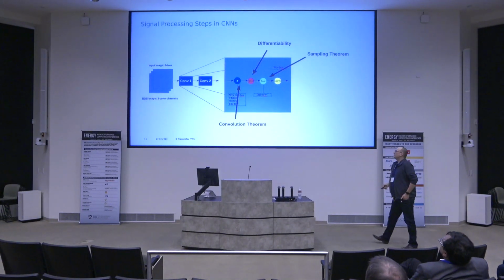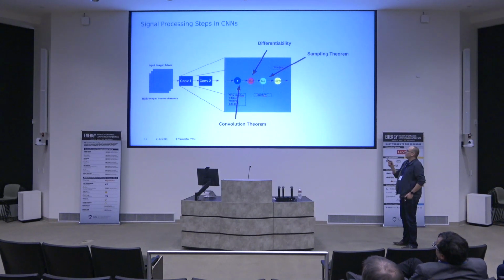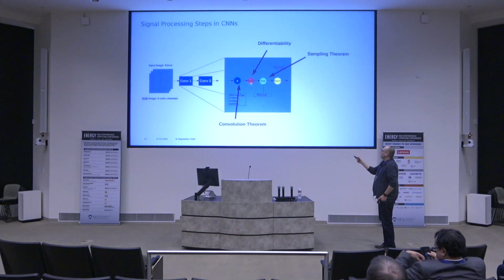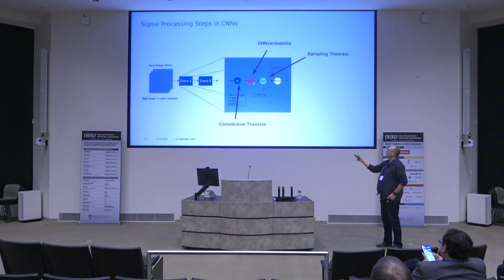So where are these problems coming from? Of course, if we have a convolutional neural network, then the convolution is going to be part of the problem. Actually, the nonlinear activations are also part of the problem, but I'm going to skip this part due to time constraints.